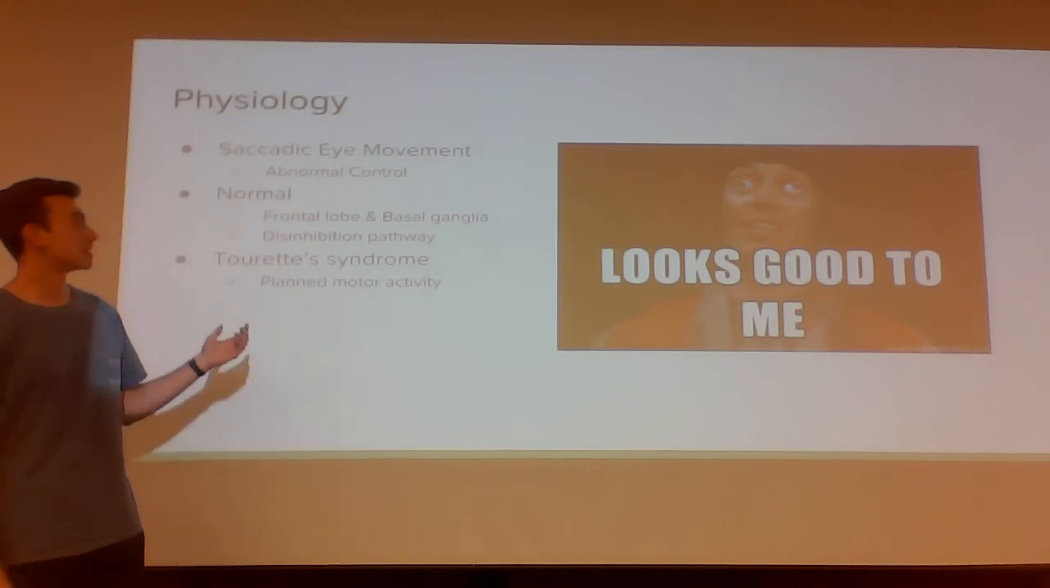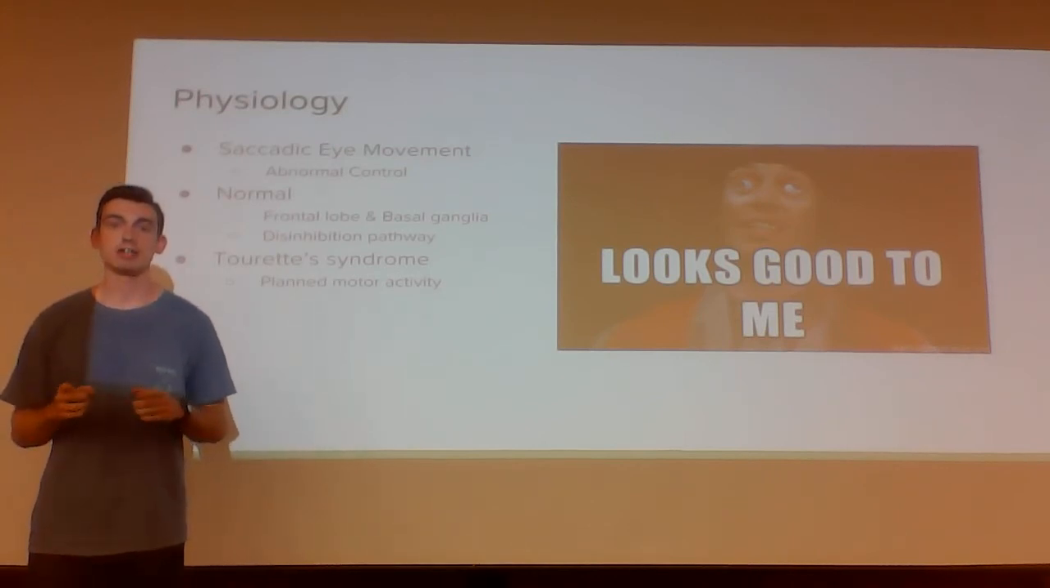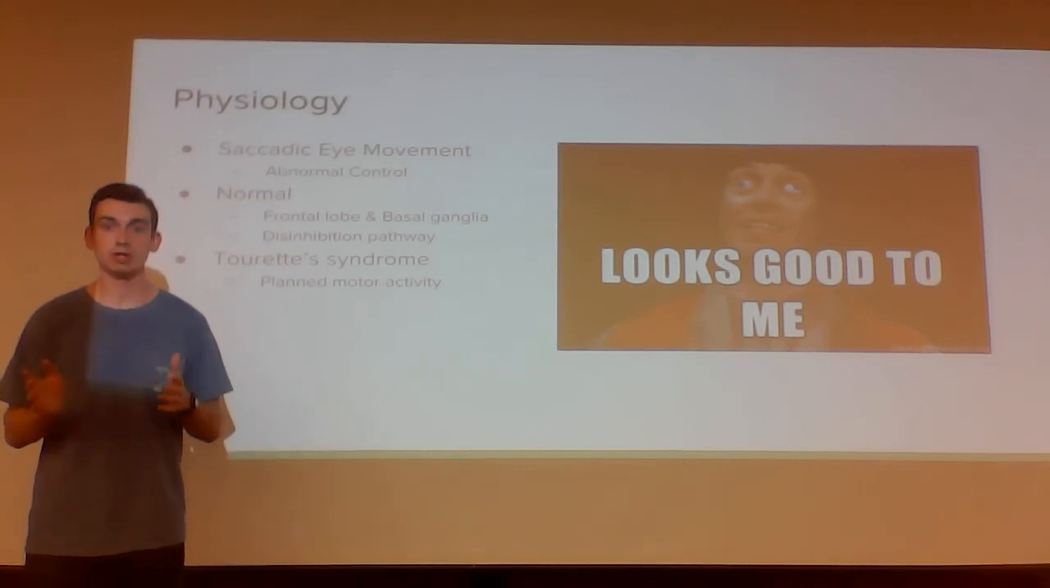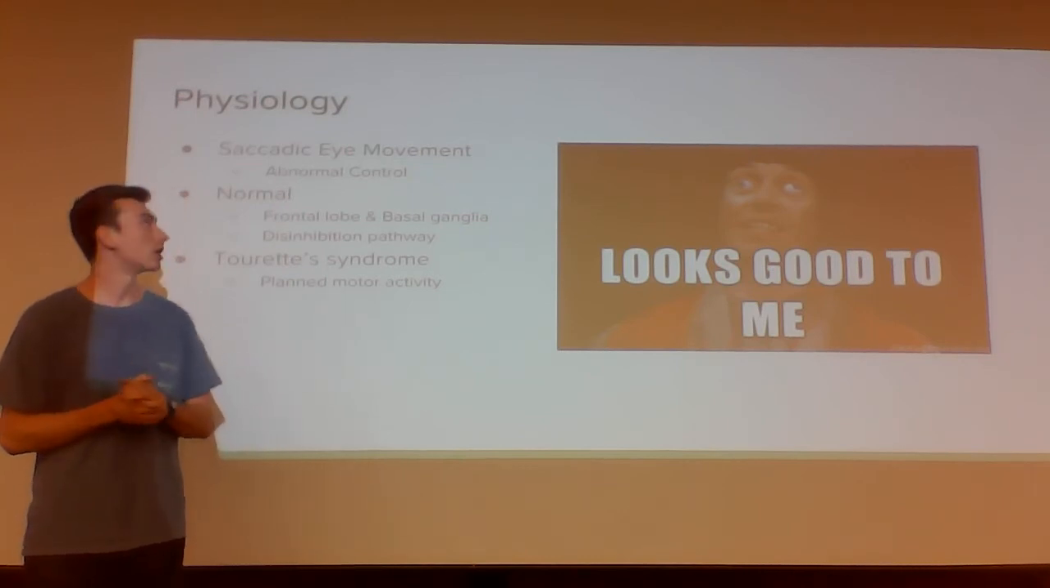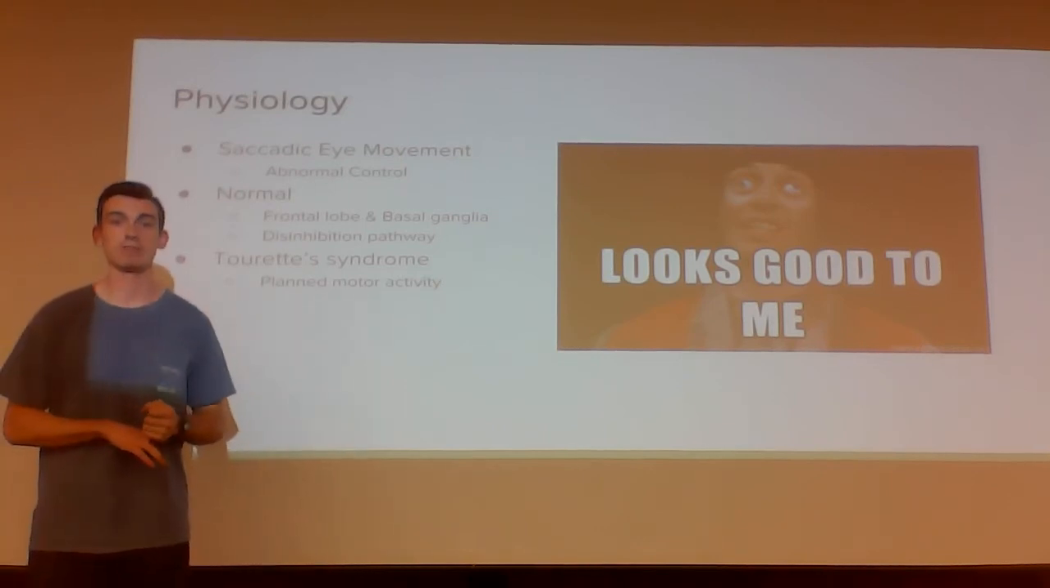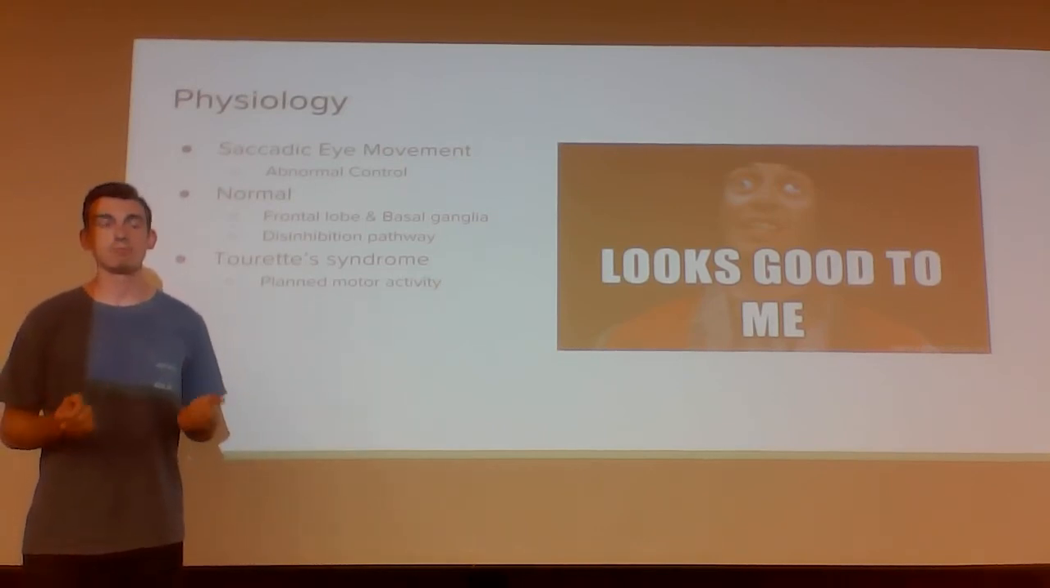So another big thing is in saccadic eye movement. Usually, as we learned, it's like moving from one direction to another, looking really quickly across a room. And what normally happens here is the frontal lobe and the basal ganglia are involved. And as we have found, people with Tourette syndrome usually have problems with this frontal cortex and the basal ganglia.